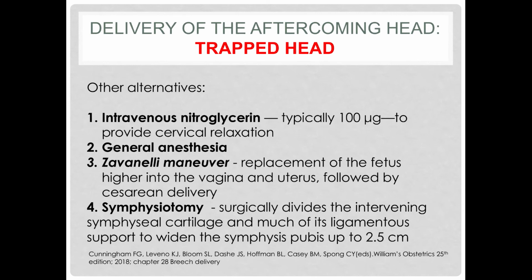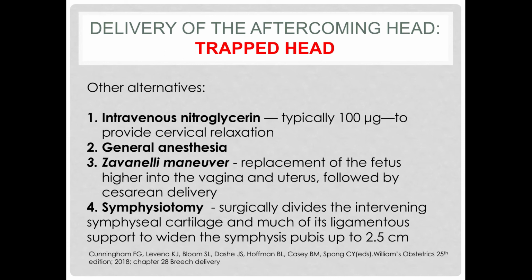Other alternatives that we can do are the following. We can give intravenous nitroglycerin, or a general anesthesia with halogenated agents. This is an option to aid in lower uterine segment relaxation. As an extreme measure, we can also do the Zavanelli maneuver, where you replace the fetus higher into the vagina and the uterus, followed by a cesarean delivery.